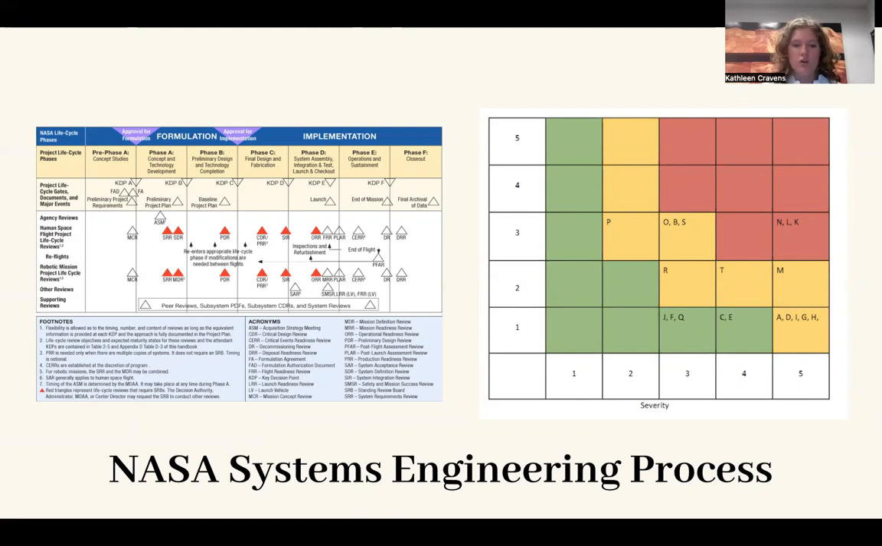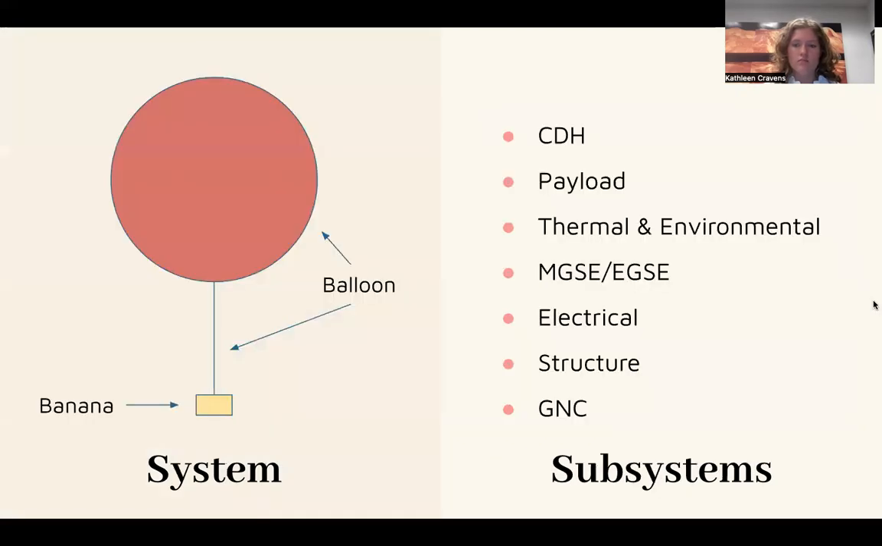For example, in order to mitigate the risk of electrostatic discharge, which could shock and damage our sensitive electronic components, we wore ESD bracelets while working with the parts. Our system consists of the balloon and the banana. The balloon refers to the weather balloon itself and the tether between the balloon and the banana. The banana is the structure and everything within it.